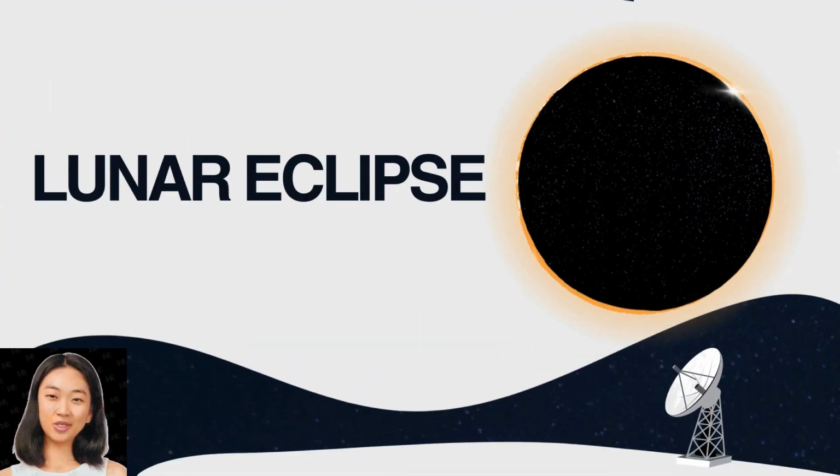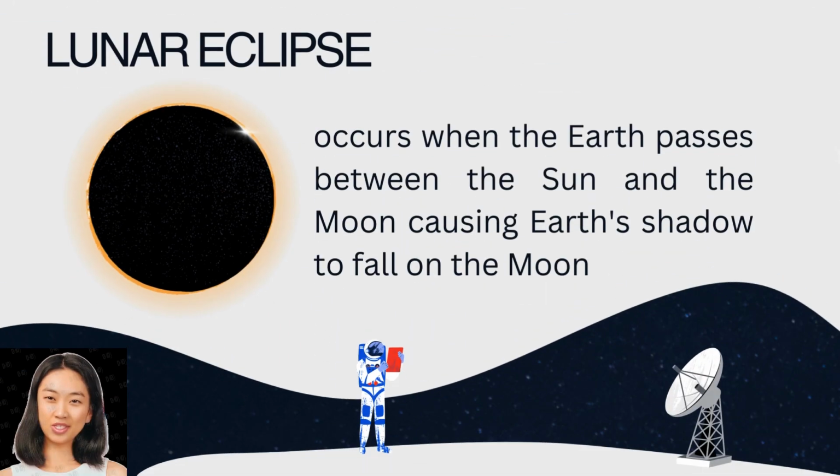Now, let's delve into lunar eclipses, the mesmerizing celestial events that occur when the Earth, Sun, and Moon align in a spectacular dance of shadows. A lunar eclipse unfolds when the Earth positions itself directly between the Sun and the Moon, casting its shadow over the lunar surface. There are three primary types of lunar eclipses: total, partial, and penumbral.